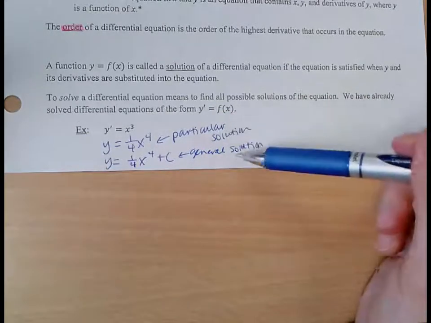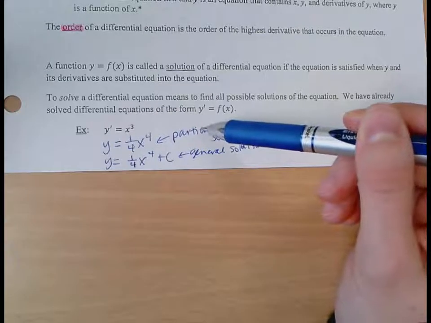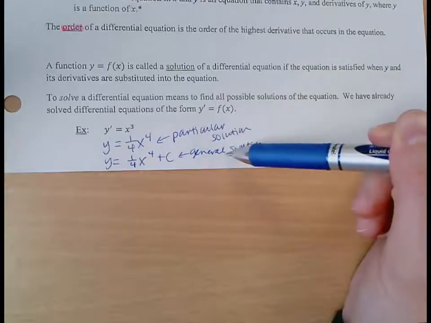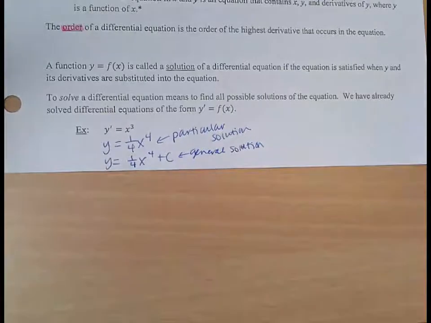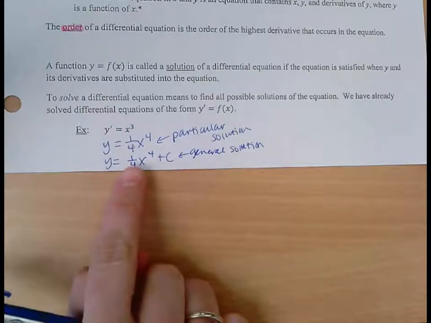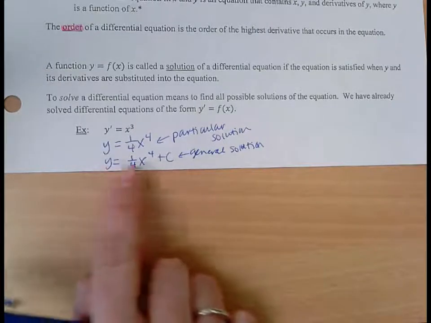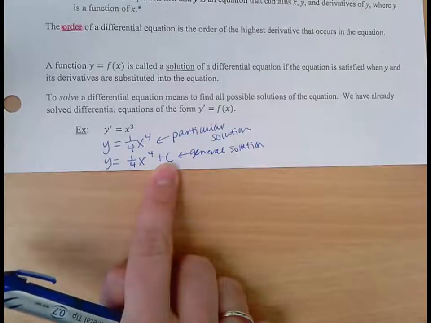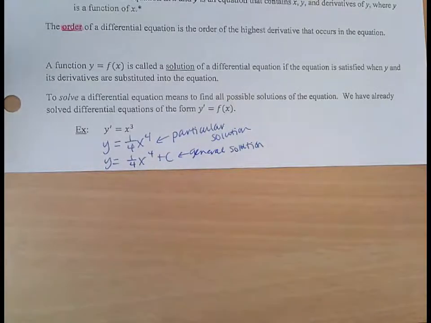Yes, this one is more specific than this one. This is saying your c value is 0. This one is saying your c value could be any constant. And for your general solution, some of the practice problems might talk about families of functions or families of solutions. So you could actually graph a family of general solutions just by substituting in different values of c. So graphing 1/4 x to the 4th plus 2, 1/4 x to the 4th minus 3, and then just seeing the difference between all of those graphs. So if a family of solutions or a family of functions is referenced, that's what they're talking about.